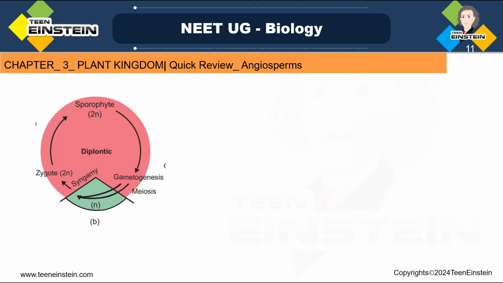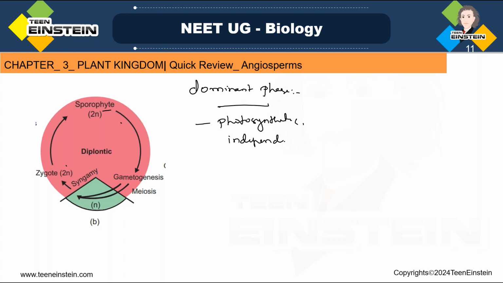Next comes the diplontic life cycle. Here the dominant phase is the photosynthetic independent diploid sporophytic plant, right? What is the dominant phase in the diplontic? Dominant phase will be the photosynthetic phase, right? And independent and diploid.